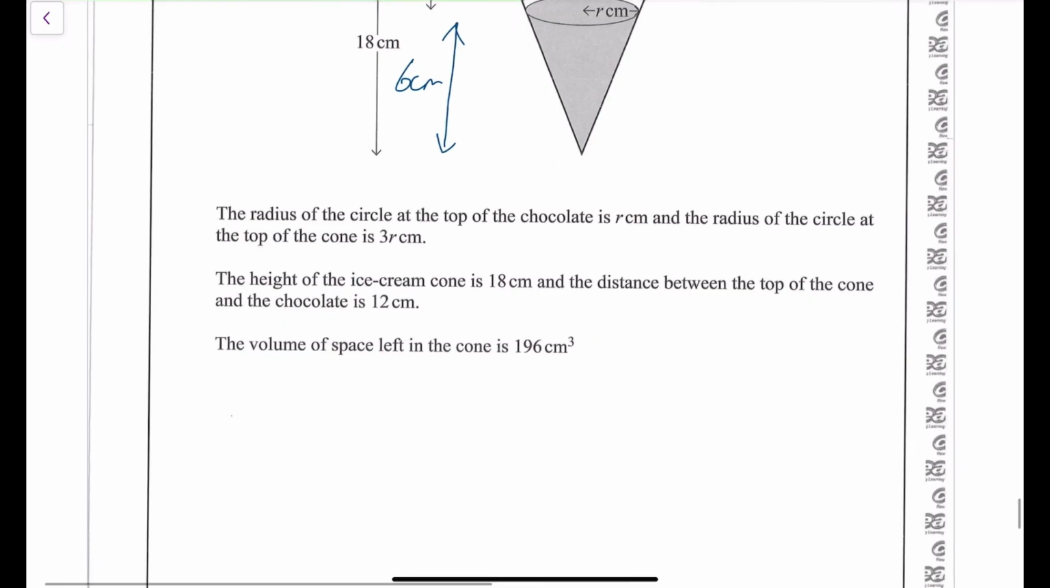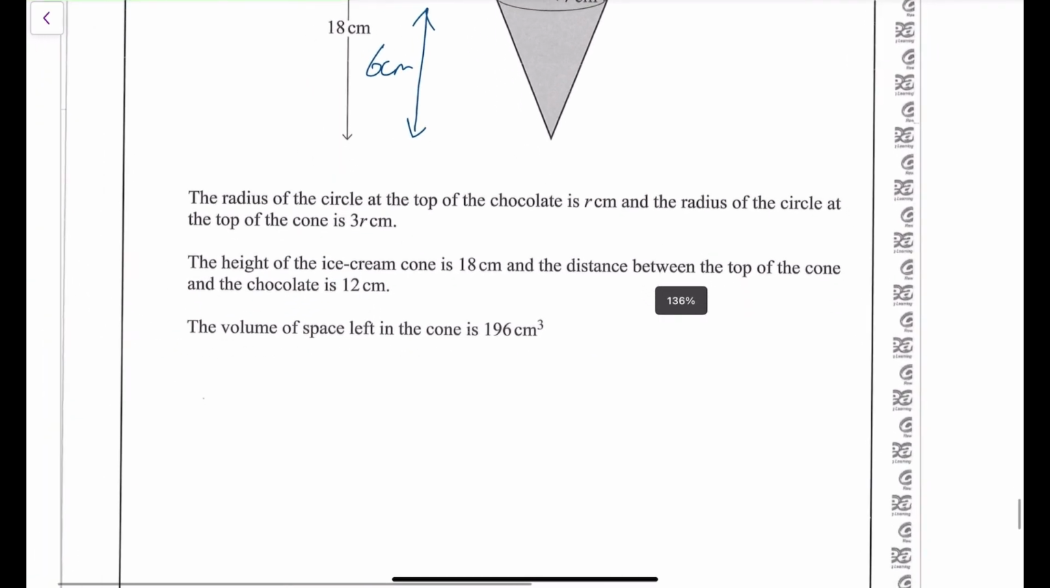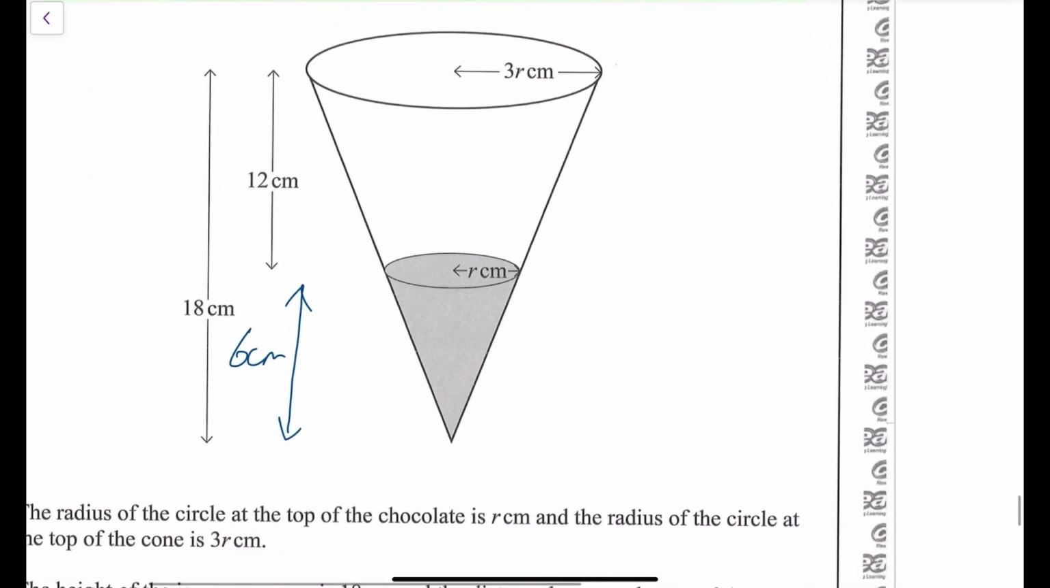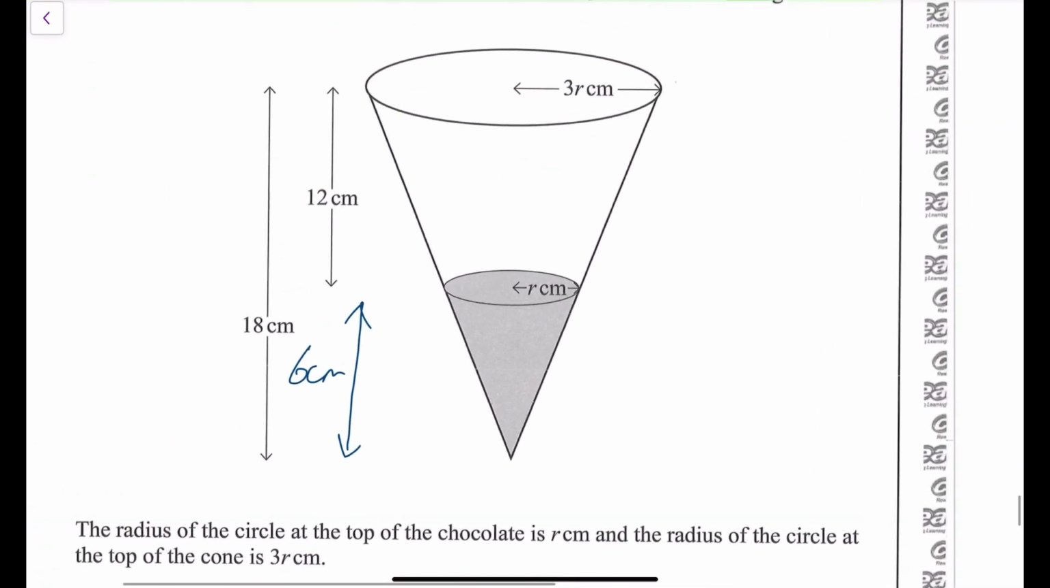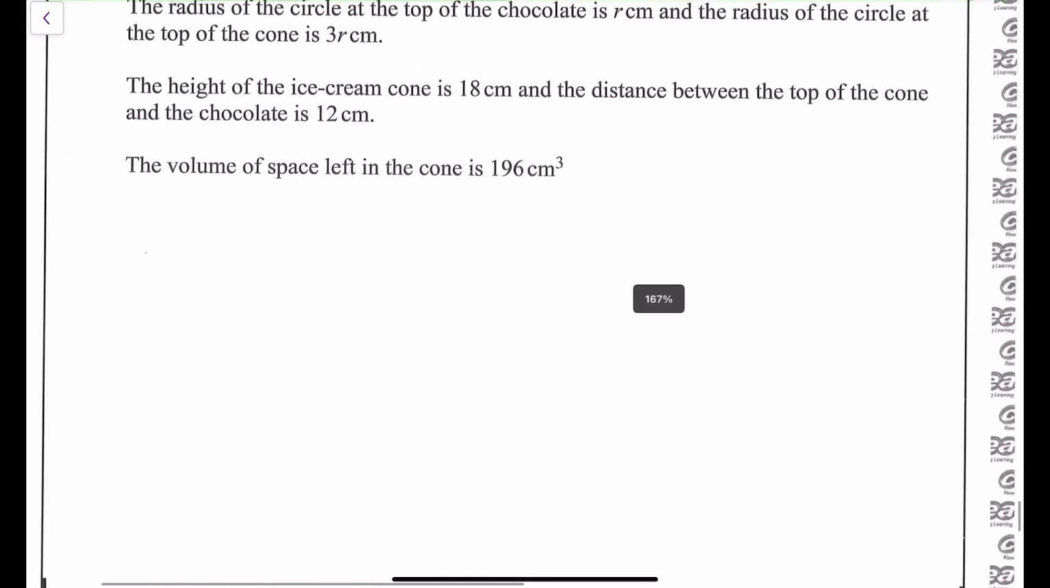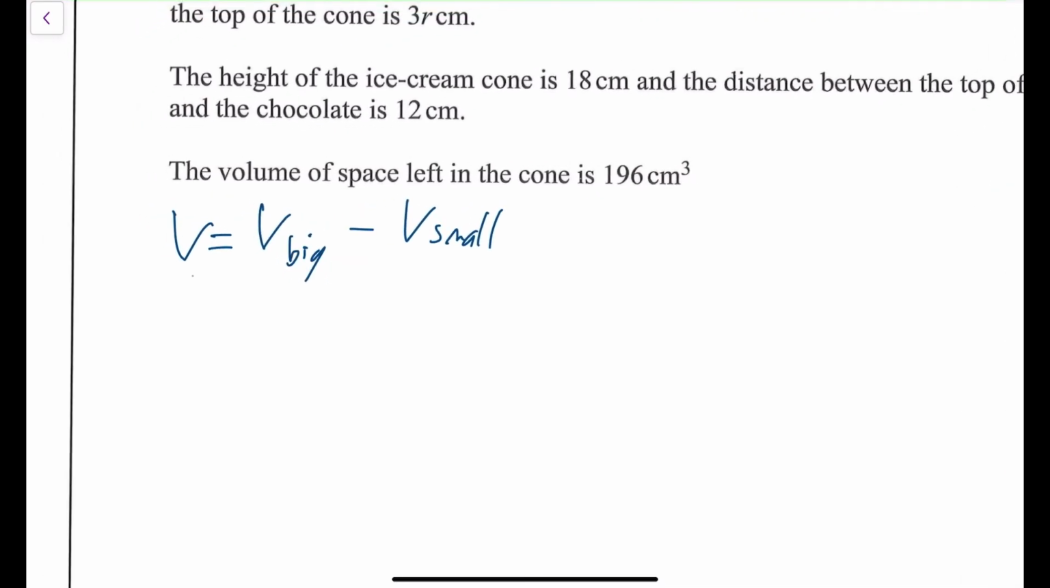Let's write down a formula here. The volume of space left in the cone is this bit, and this shape is what's called a frustum. A frustum is basically a cone with the pointy end chopped off it. So the volume of a frustum is the volume of the big cone minus the volume of the small cone. Now, the way I like to write that, then we'll fill that in.